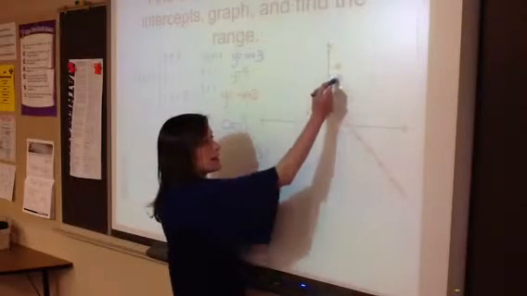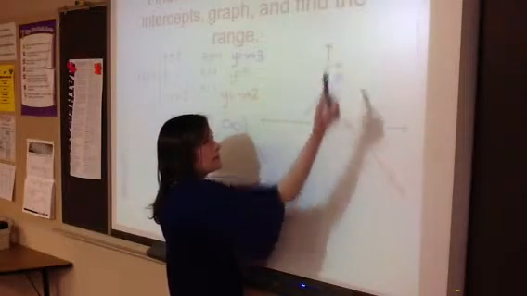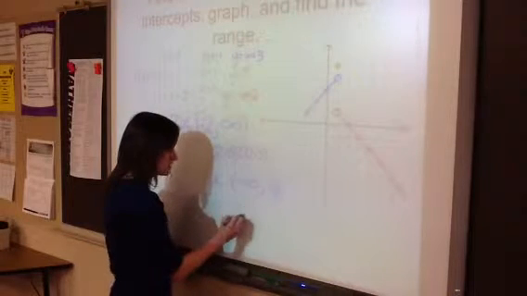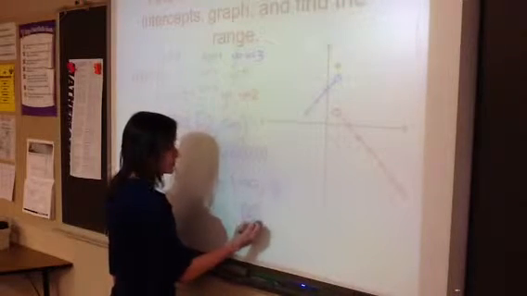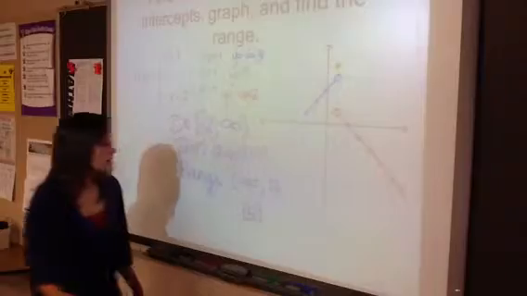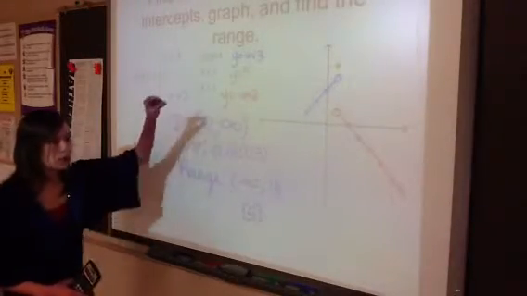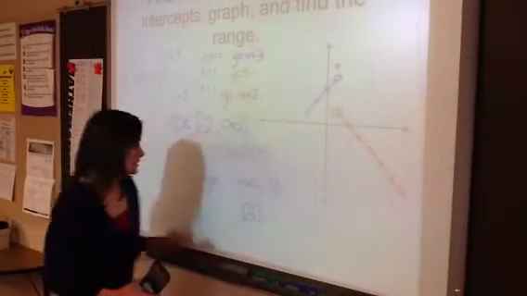No bracket, because it's not equal to. Then we jump up to 5, and 5 is our only dot, so we just say 5 with brackets. That range was a little bit weird because it jumped there up at the top, so watch that.